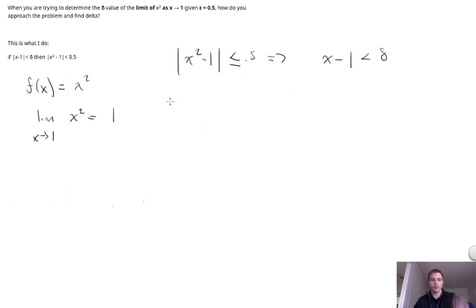Okay, so what does this mean? We can translate this to negative 0.5 is less than or equal to x squared minus 1, which is less than or equal to 0.5. And that's just from our absolute value definition. And then I think right here what I would probably do is, it might be better to factor it.